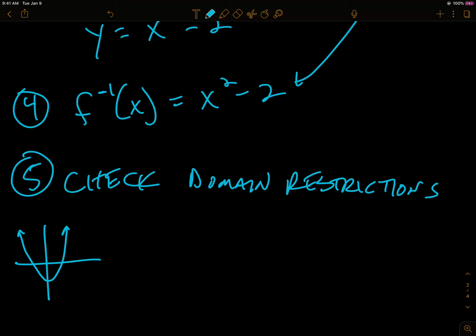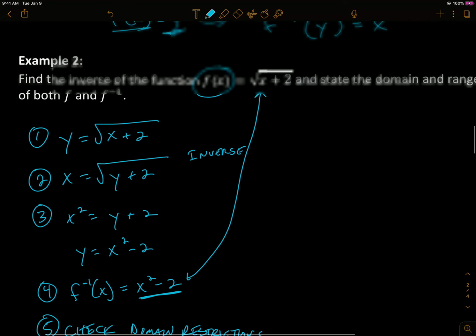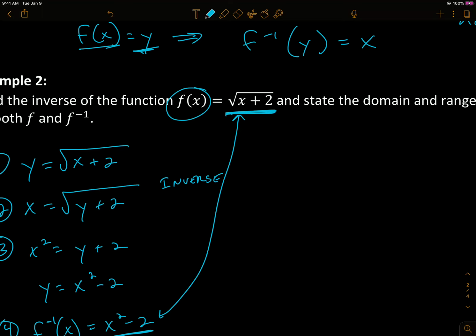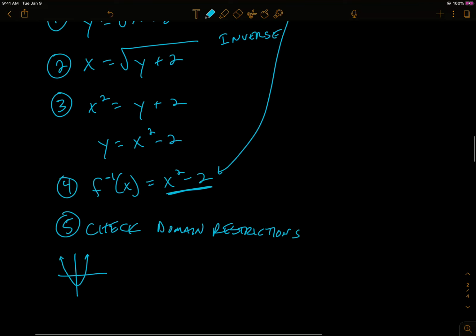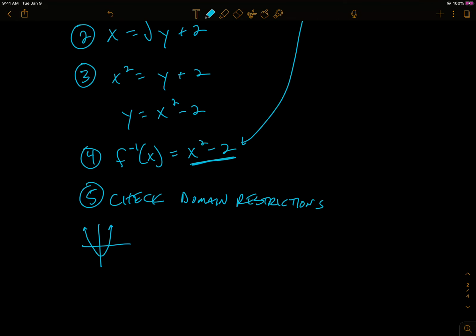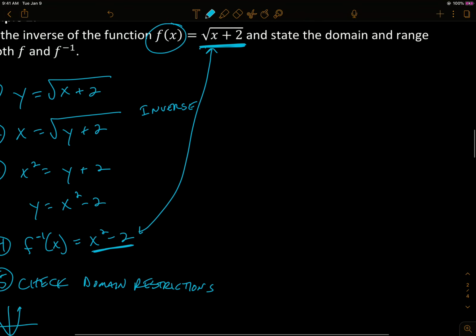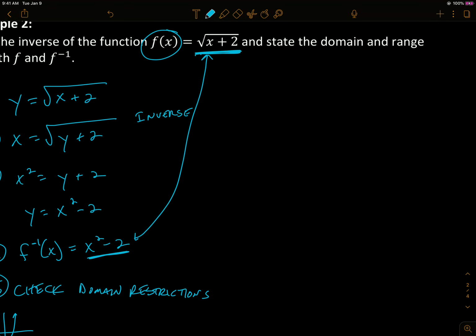But this function was obtained by finding the inverse of f. So I can't just say the domain is whatever the domain of this function is. Since it's going to be one-to-one, I have to consider what was the range of this original function. And the range of the original will become the domain of my inverse. So I need to check domain restrictions by noting the domain and range of the original and thinking about that as the domain and range of the inverse.